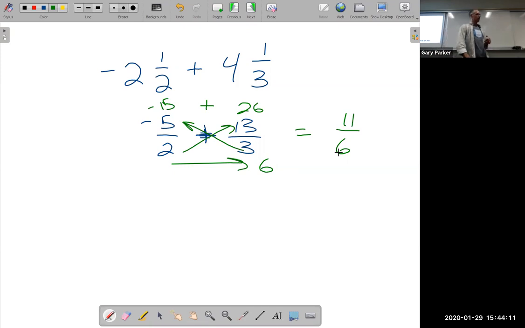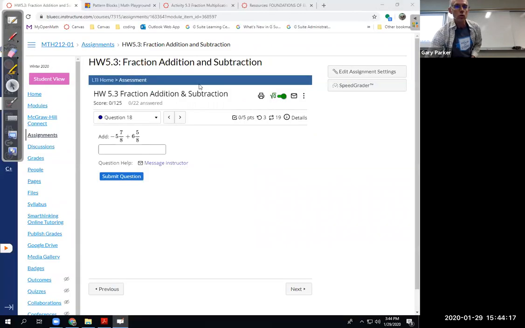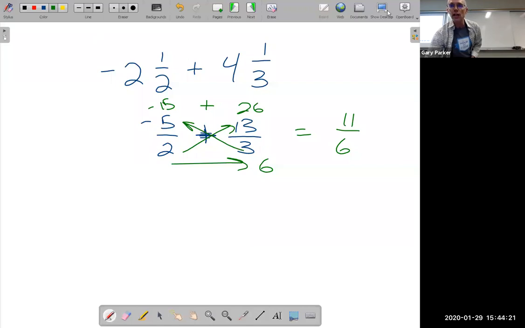Okay, other questions? All right, let's play with multiplication. So let's do a couple of examples first, and then I have an activity for us to do.